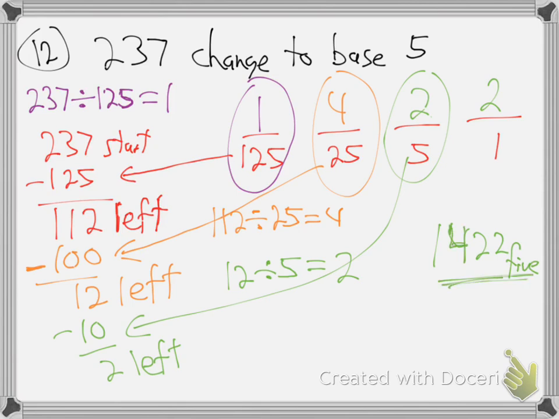1422 base 5 is the same as 237. You can double check it on your calculator. If you just multiply, it'll go back to 237. It's getting easier. Seeming reasonable. Questions I can answer. We good? So again, if it's too fast, you can always watch on YouTube and slow it down.